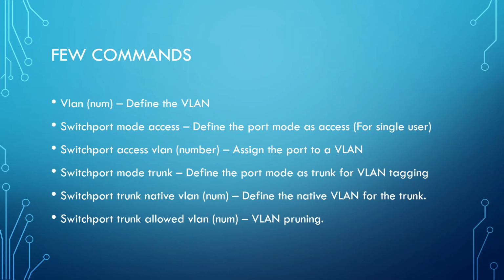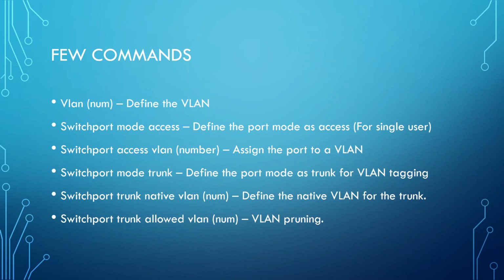Like I said before, the way that a VLAN helps us segment our switch is that we define the VLAN and then we assign individual switch ports into that VLAN. Now, switch ports which connect to a single device like a laptop, computer, or printer should be part of a single VLAN. We define those ports as access ports.